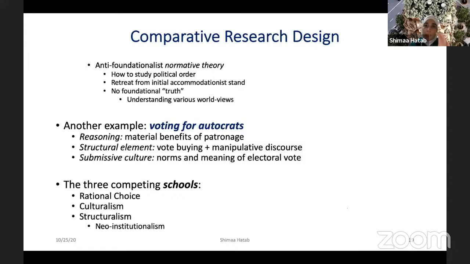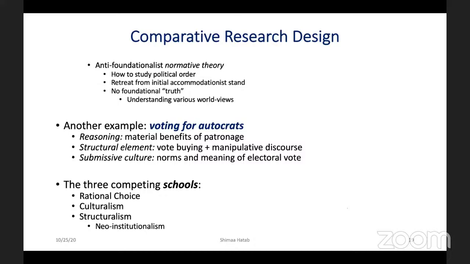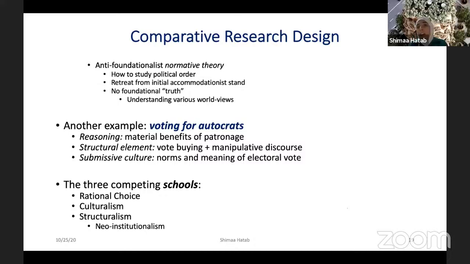So you diversify your tools in order to understand some sort of hidden facts or hidden structural properties you cannot observe by only people going to the polling station in order to cast a vote for this or that political candidate. Or as interpretivists, you just go there. I don't care about this causality like manipulative discourse or vote buying, patronage, and voting for autocrats.